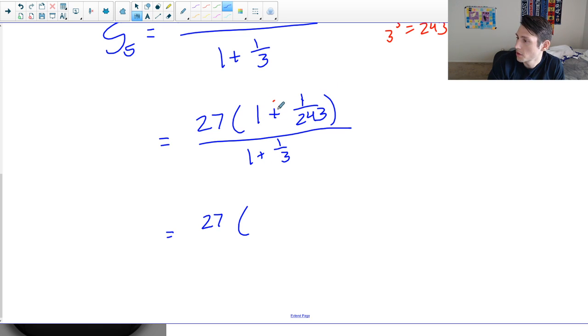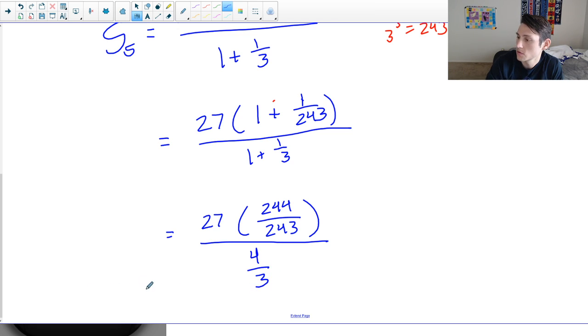One plus 243. So I want to think of this one as 243 over 243 so that it has a common denominator. So 243 plus 1 is 244. Similar for the denominator, I want to think of this 1 as 3 over 3. So 3 plus 1 is 4. 4/3.